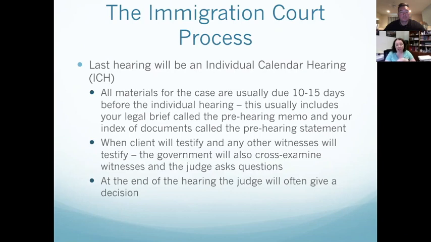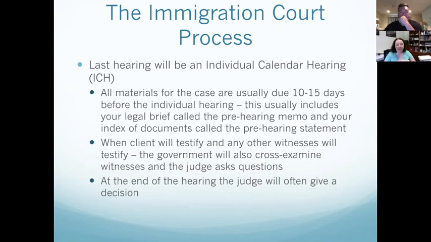And so what do you need to submit by that deadline? Obviously you can submit it before 15 days. You can submit it way in advance of that if you're organized, but that is kind of the last time when you can submit it in a timely manner. Usually what I submit by that day is my legal brief, which I call the pre-hearing memo, and then my index of documents, which I call my pre-hearing statement. And in the pre-hearing statement, I list my witnesses, and I list how long they'll testify for and in what language they'll testify.